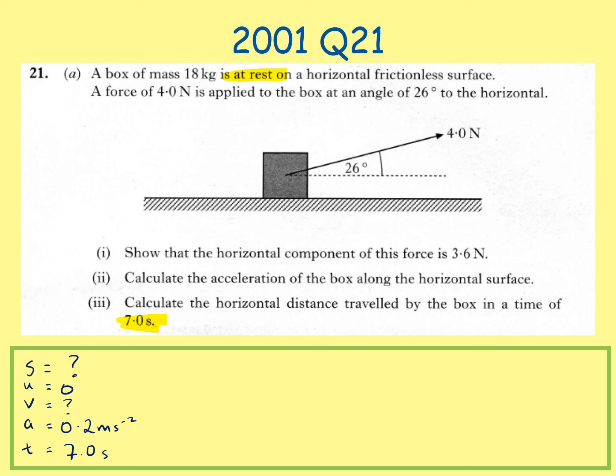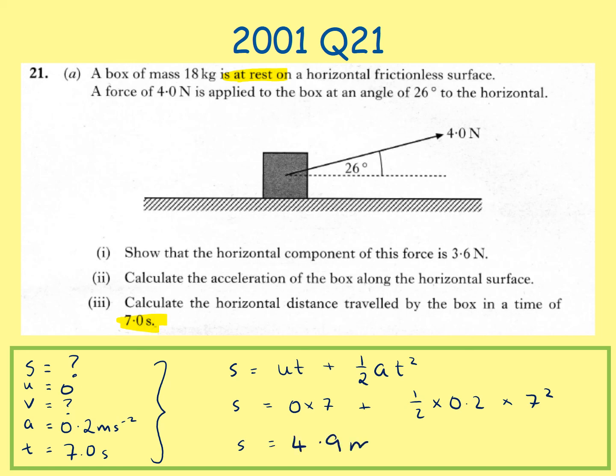So if we want to work out displacement, but we don't have our final velocity, we want to be using the equation S equals ut plus a half at squared. And let's pop our numbers in. S equals 0 times 7 plus a half times 0.2 times 7 squared. Popping that all into the calculator, we get a final answer of 4.9 meters.